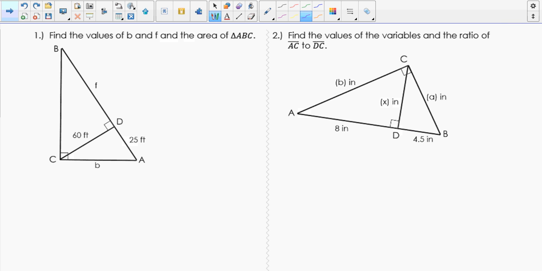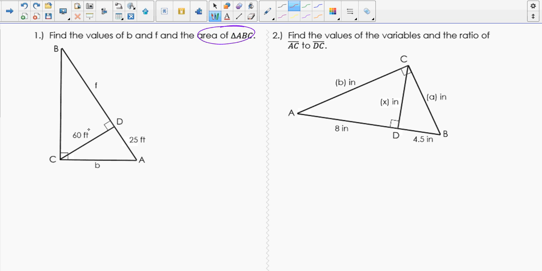All right, number 1, find the values of B and F and the area of triangle ABC. Okay, so if you notice now that we can find all these side lengths, if they're right triangles, we can use the Pythagorean theorem. Because you can now solve for all the sides, I can now ask you perimeter because you can find all the lengths of the sides, and I can ask you area because you can find these sides and do 1/2 base times height. Okay, so let's start with finding the length of B and F.